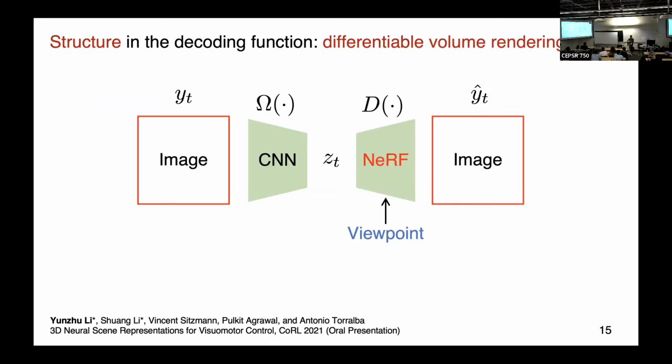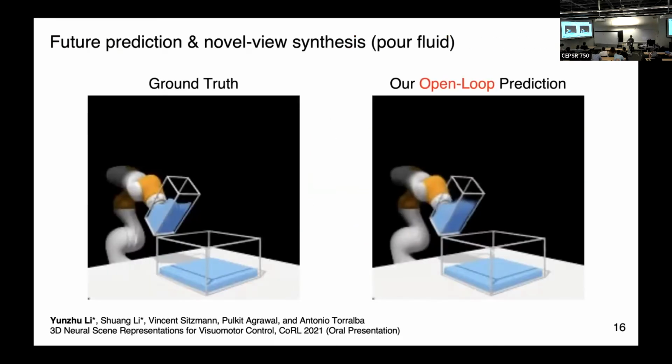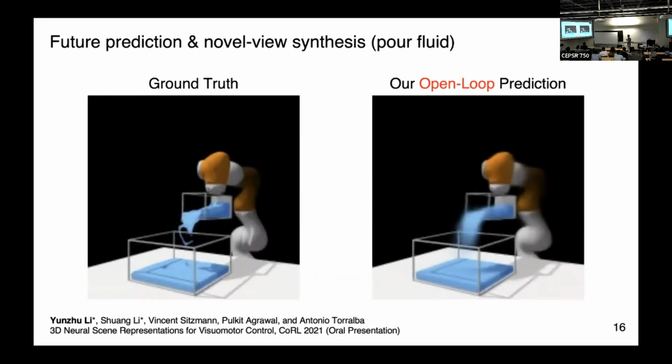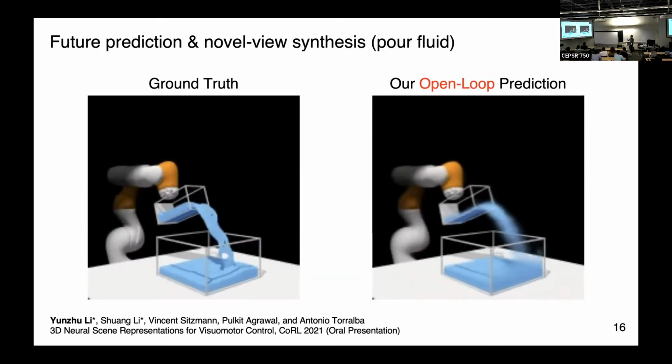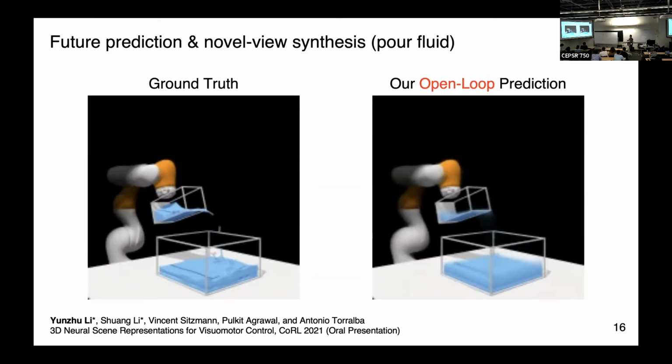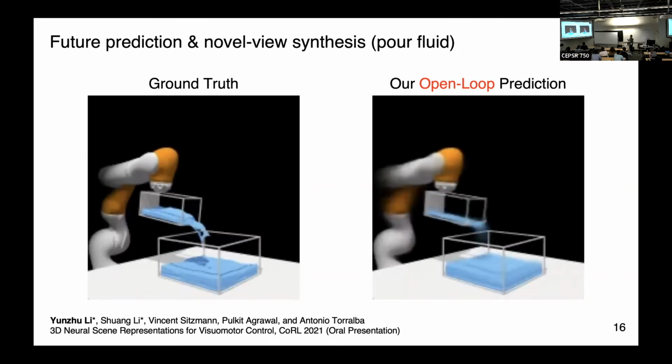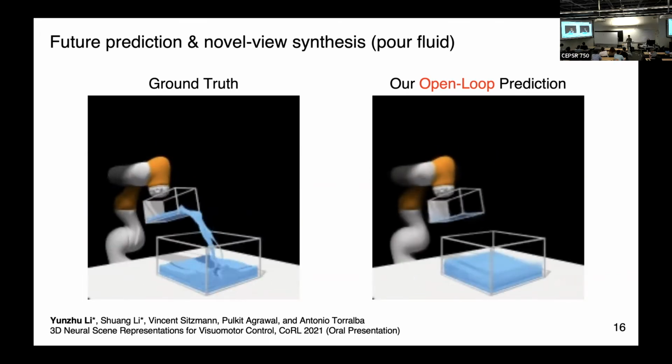And given this kind of encoding-decoding model we learned from the data, we can also train a dynamics model over the latent space to predict the evolution of the scene's dynamics. And here is our method's open loop future prediction. By open loop here, I mean that the inputs to our system are only the initial visual observations and the subsequent action sequence. Our method has to hallucinate into the future and predict the interactions between the fluid and the container. Here we are predicting 200 time steps into the future and still producing very reasonable results.